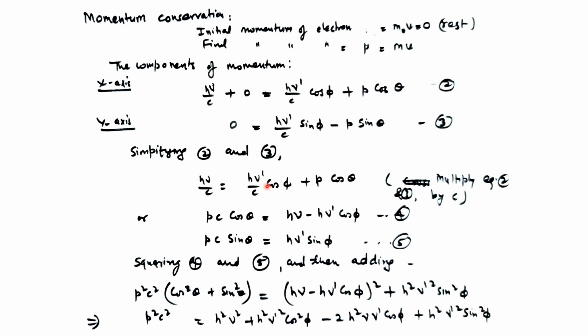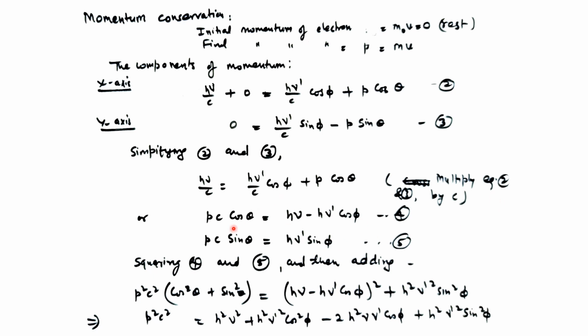h nu by c equal to h nu prime by c cos phi plus p cos theta, and it will give us pc cos theta equal to h nu minus h nu prime cos phi, if we take this c as LCM and then multiply. Similarly, p c sin theta equal to h nu prime sin phi.